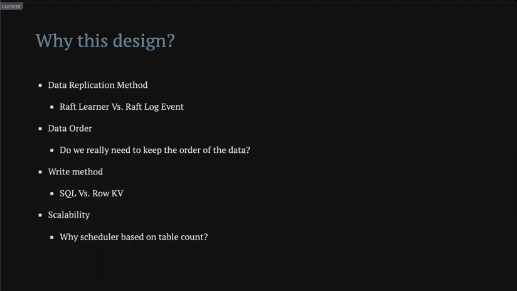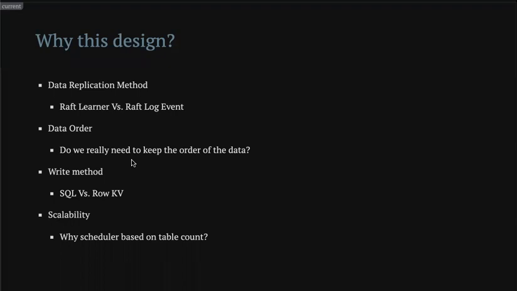Also, if you want to send the data to Kafka, you still have to deal with the schema info and convert the row KV. Because if you use a raft learner, you have to convert the row KV to the Kafka message. I think you can't just send the row KV data to Kafka. And I guess there is no big performance difference between those two methods. So we choose the raft log event. And second, about the data order. Many people care about the data order, but many people don't.